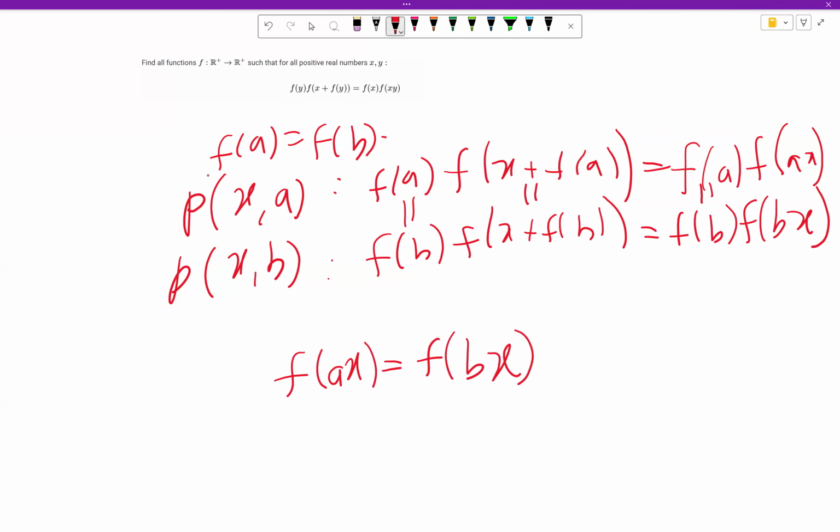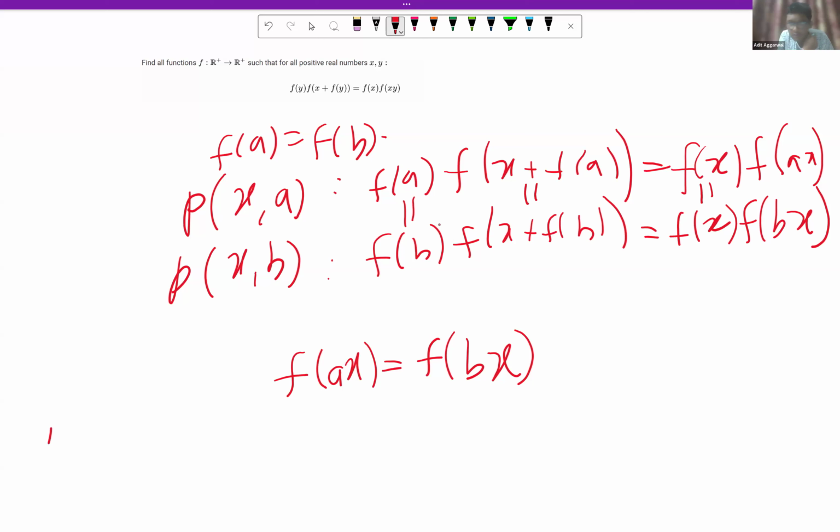I think there's some minor issue like RHS, it should be FX into F of XA instead of FA into FAX. Yes, thanks for pointing that out. So the point is we assumed FA is FB and we got this f of AX is f of BX, but we asked it only for x equals 1 and we have got it for all x. So I think now we can do the chaining thing again.